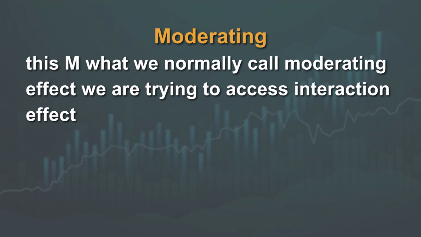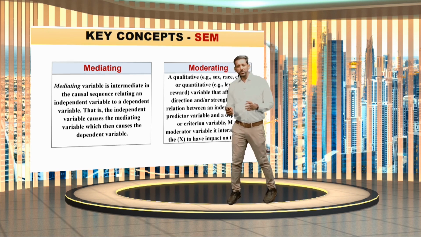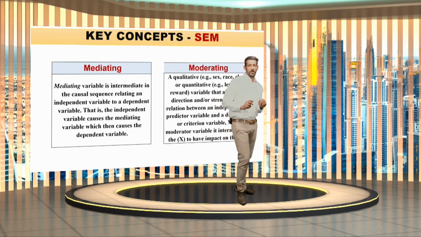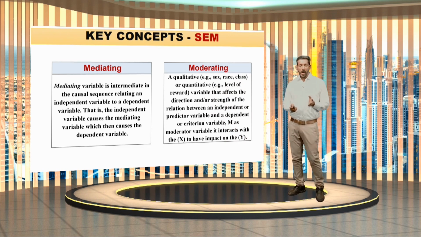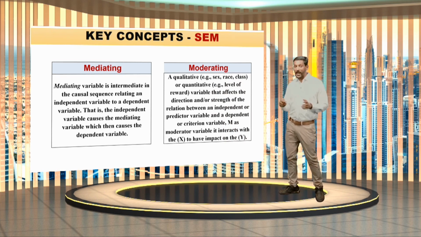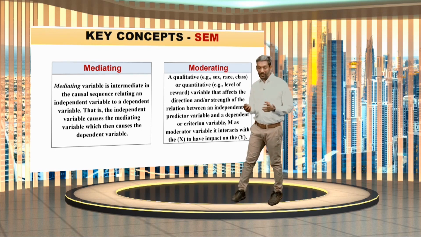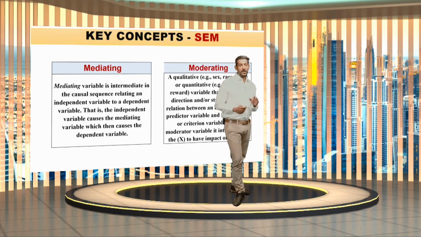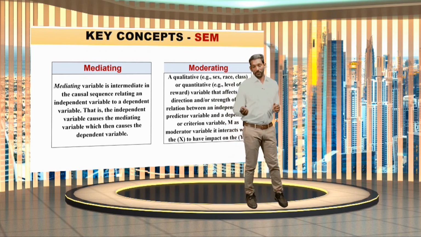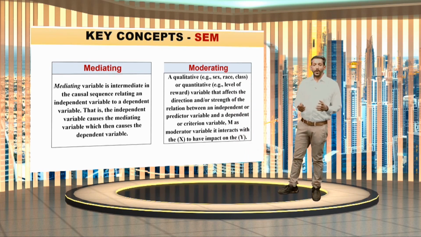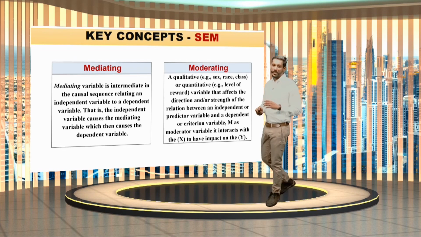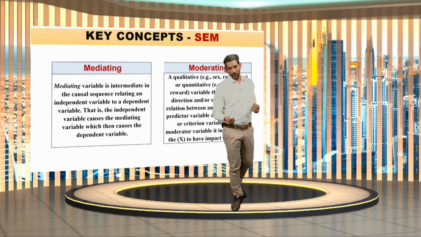Now, this M, what we normally call the moderating effect, we are trying to assess the interaction effect. In a very short way, if you come across a mediator, the purpose of checking a mediator is how and why things are happening, in order to assess the indirect effect between an independent variable and a dependent variable. When you talk about a moderating variable, it is more about the interaction effect between the independent variable and the dependent variable.